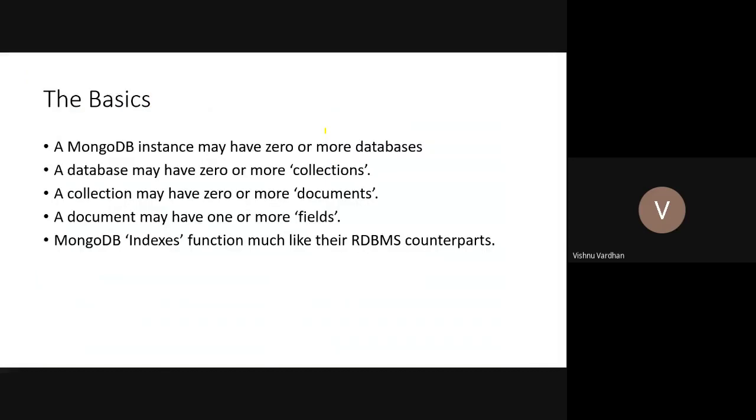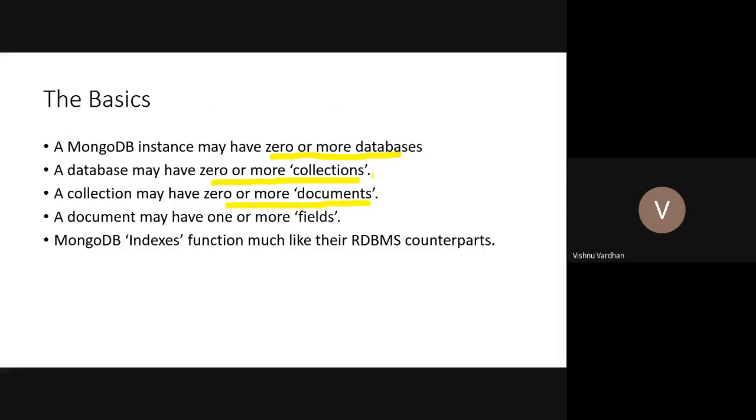Then the basics. A MongoDB instance may have 0 or more databases. You can see a MongoDB instance may or may not be having databases at all, and the database may have 0 or more collections. That means it may not have collections also. Still, we can create a database instance. Similarly, a collection may have 0 or more documents.